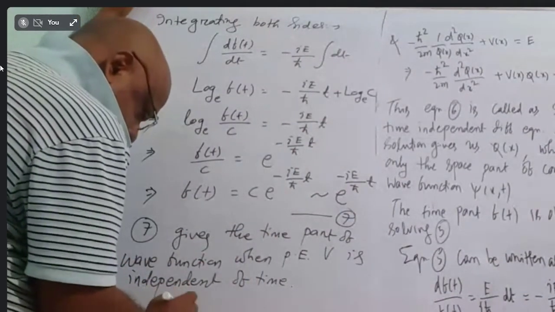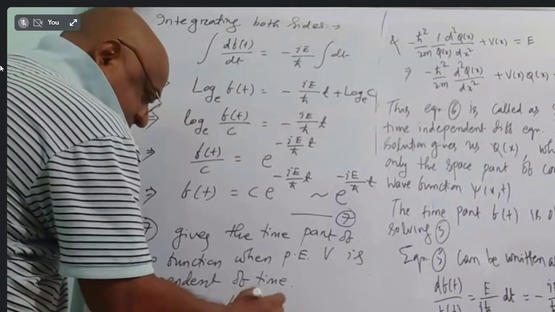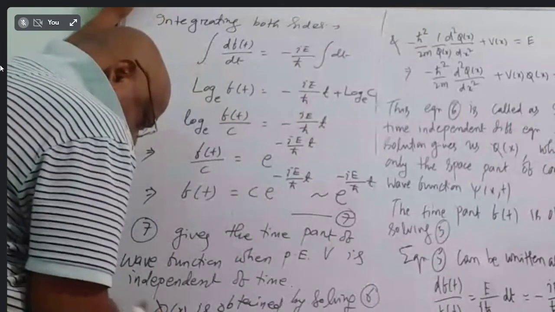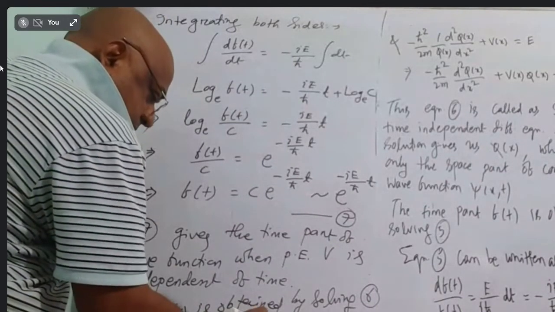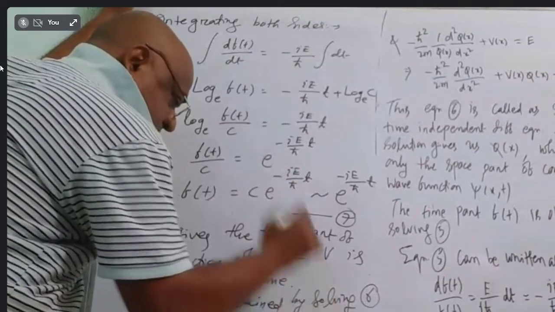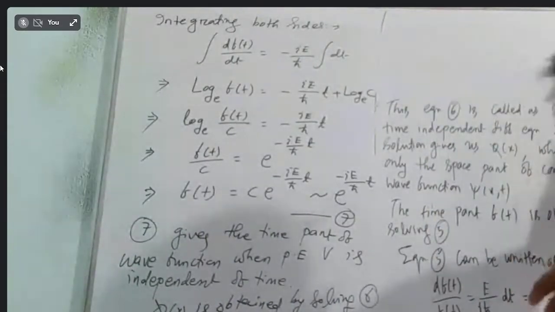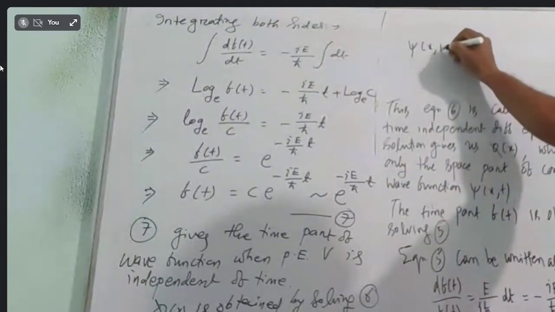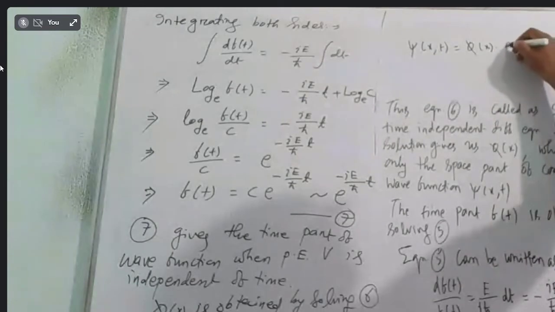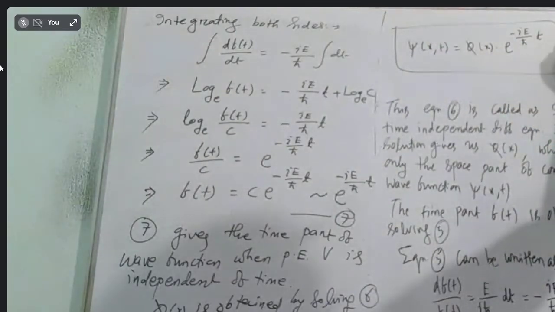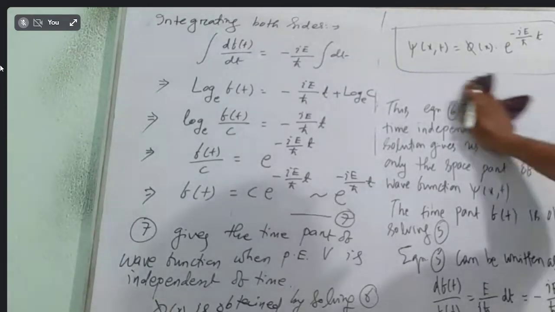So phi(x) is obtained by solving equation 6, and f(t) is given by equation 7. If you combine them, you can get the complete wave function, and the complete wave function is psi(x,t) is equal to phi(x) e to the power minus i by ħ E t. This is the complete wave function when the particle is moving in a region where the potential energy is independent of time.